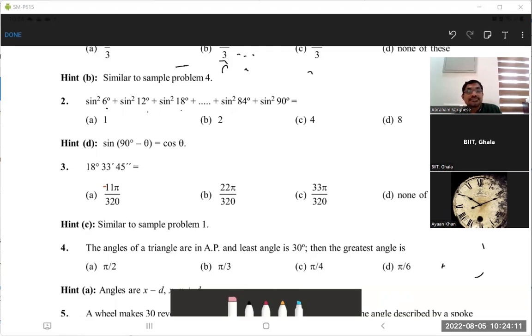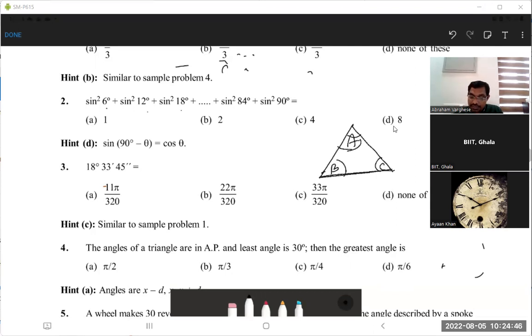Sir, she did not understand. Which one? This question. The fourth question. Angle of a triangle are in AP. This is not a new topic. This is already the basics you have from the lower classes. Angles of a triangle, that means this is A, this is B, this is C. Angle of a triangle means A plus B plus C will be equal to 180 degree.